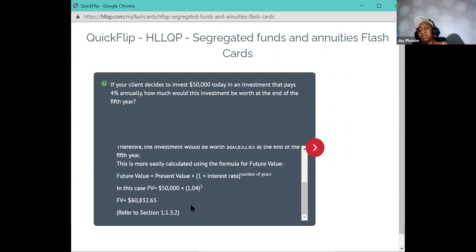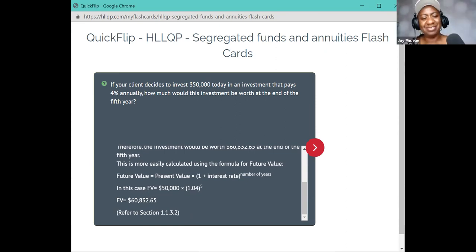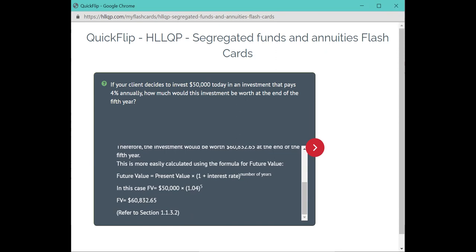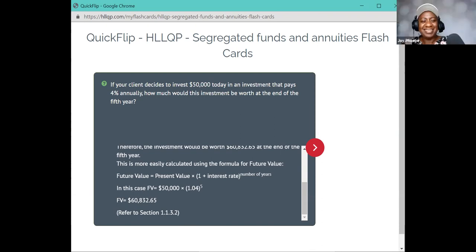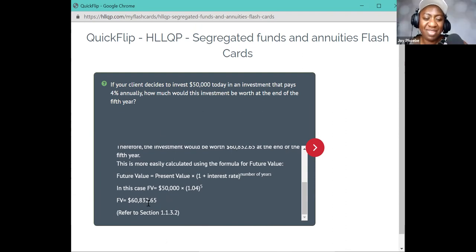Oh, it's 1 plus the interest rate. It's not 1 minus. Yeah, 1 plus. You see, it's 1 plus. Okay. Yeah, that is where we missed it. So future value is plus. Okay.